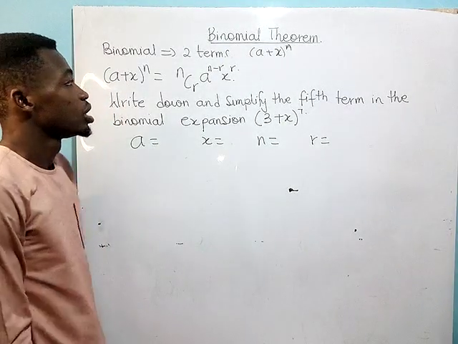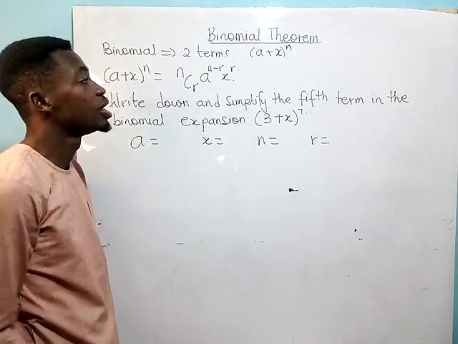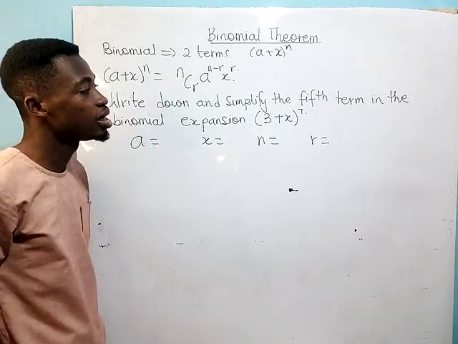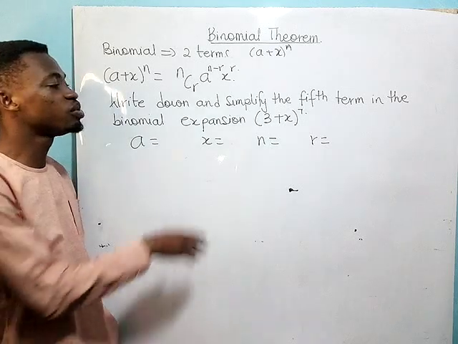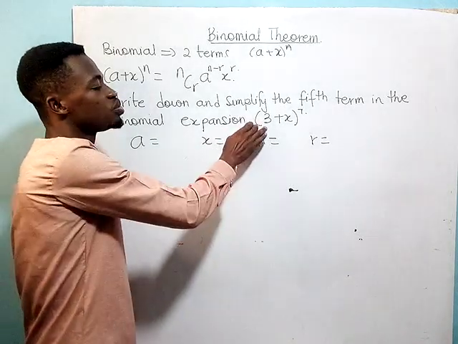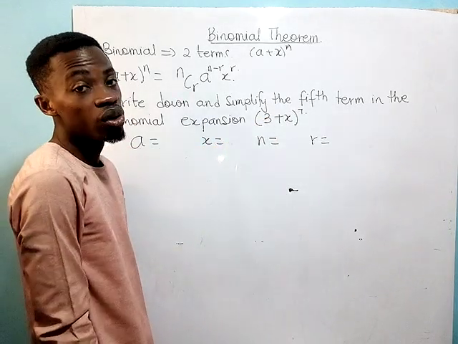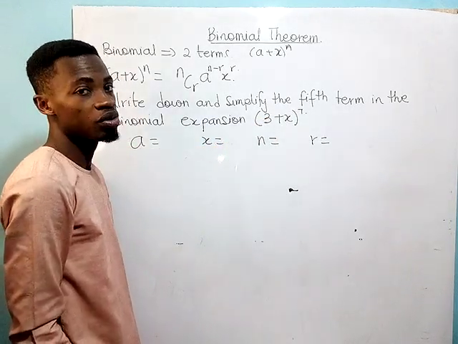Okay, this is Florence the mathematics tutor, and we are asked to write down and simplify the fifth term in the binomial expansion of (3 + x) to the power 7. Now here there's no need to become confused.